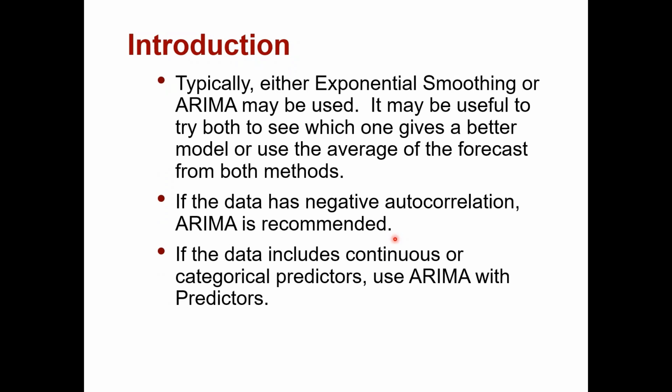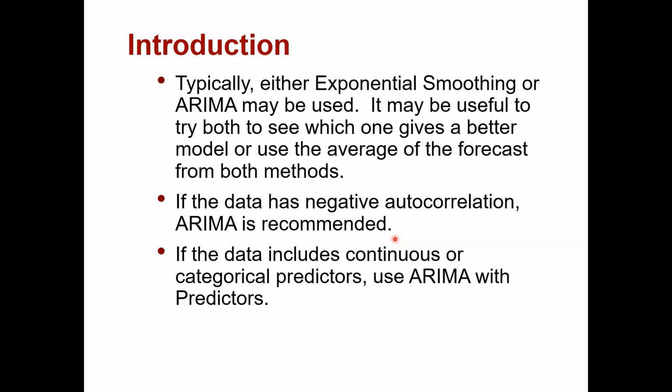So just some guidelines. There's a lot of tools here. So just to give you a guideline, first of all, should I use exponential smoothing or should I use ARIMA? Really, they're two different approaches to forecasting, and you can really use both and take an average of the two. That actually works quite well. If you have negative autocorrelation, ARIMA is recommended.